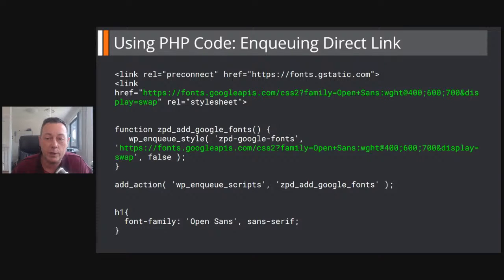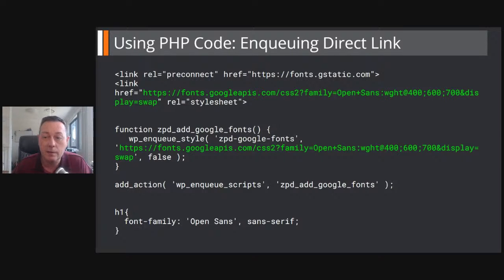It's wp_enqueue_style. Because it's a font, we want to be enqueuing a style for that. The first one there is ZPD-Google-fonts. That's its unique handle. You don't need to really bother about that unless you start linking handles together, but I've given it a unique name. The second parameter is that HTTPS link that we got from the Google Fonts site, and it links to the Google APIs.